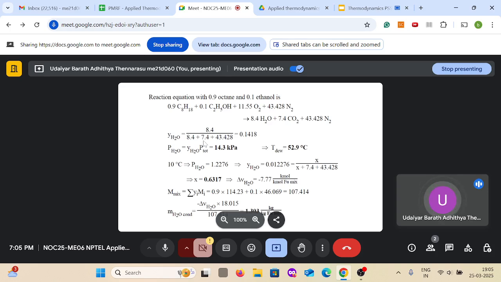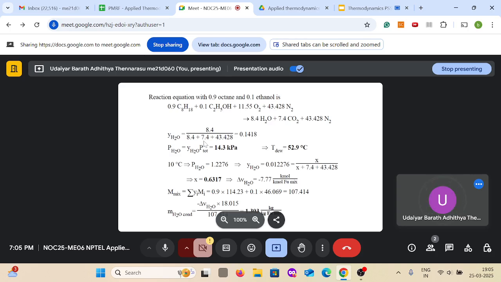So with this, now we need to find out the dew point temperature. To find out the dew point temperature, we need to find out the mole fraction of water, to find out the partial pressure of water vapor. So the mole fraction of water is 8.4 moles of water divided by the total moles present in the product. So 8.4 plus 7.4 plus 43.428 gives you 0.1418.